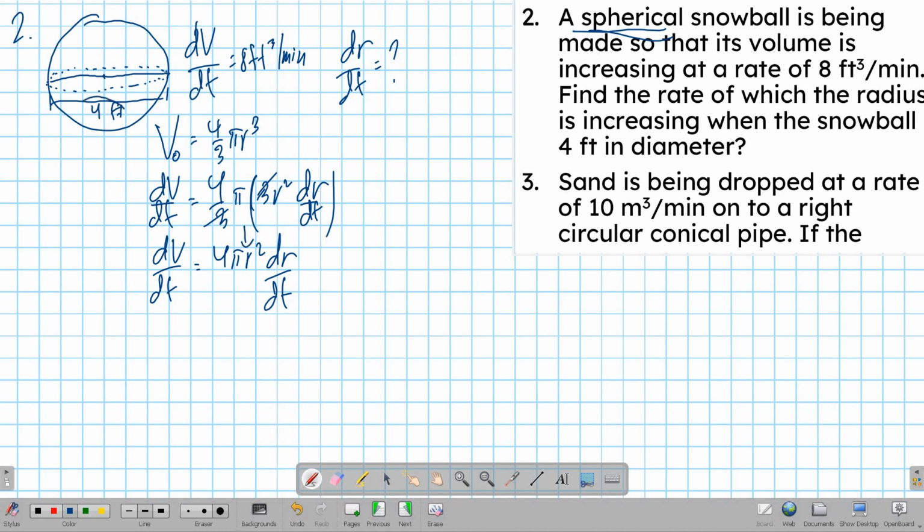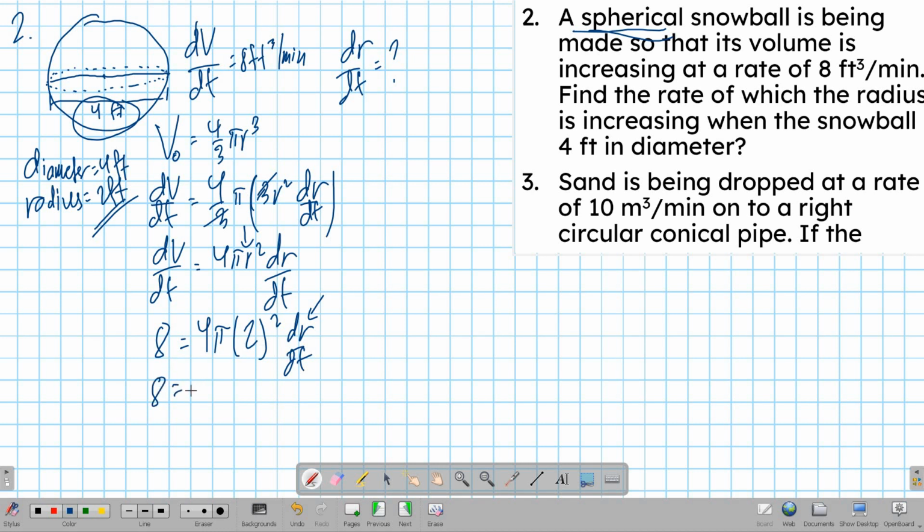But the 4 feet is the diameter. We all know that if diameter is 4 feet, we just need to divide it by 2 to get the radius, which in this case is 2 feet. So now we have everything that we would need. Our dV over dt is 8 cubic feet per minute, that is equal to 4 pi times our r of 2 squared, then dr over dt. And this is what we would have to solve. So, simplifying this, 8 will be equal to 2 squared is 4 times 4, that's 16 pi dr over dt.